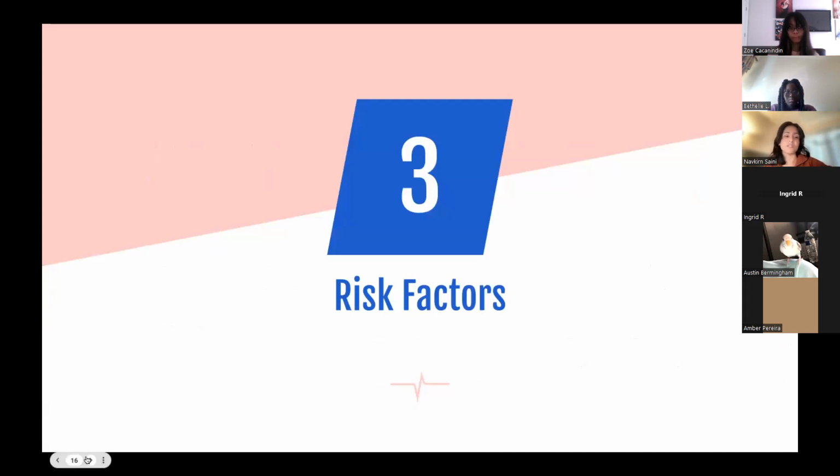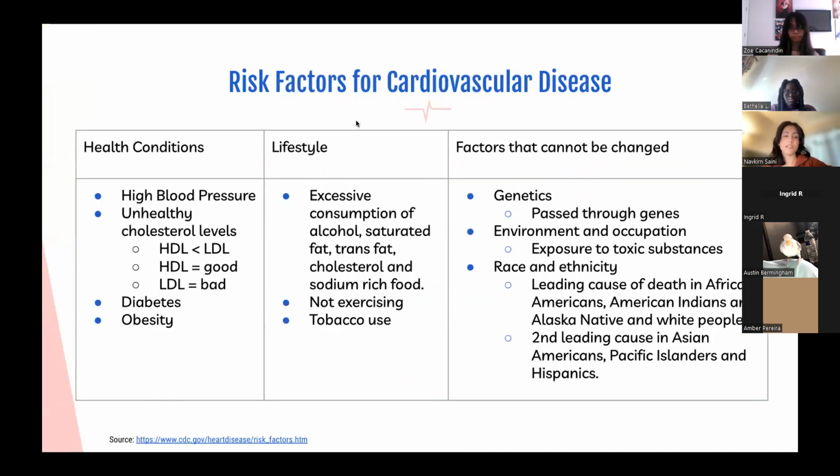Okay, so now we'll look into risk factors. Like I think most of us know, some risk factors for CVD include high blood pressure, and it's important to note that HDL is good cholesterol, whereas LDL is bad, right? So usually you want HDL to be higher than LDL, and LDL should be less than HDL. But in general, both cholesterol levels should be within range.